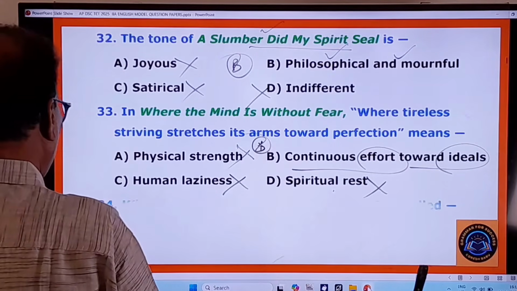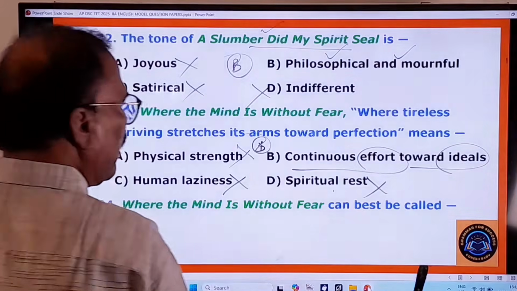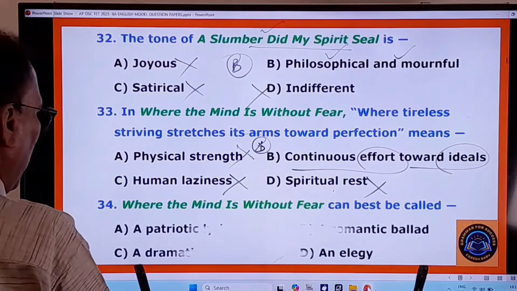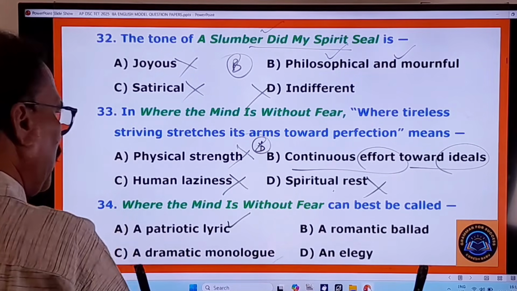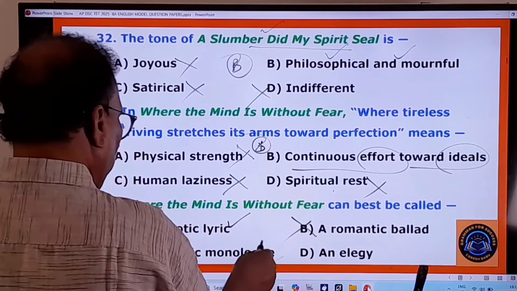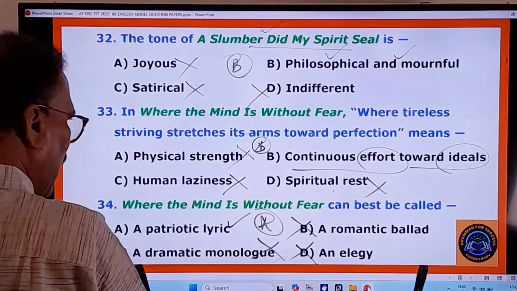And you move on to the 34th question. Where the Mind Is Without Fear can best be called what? A patriotic lyric, the very first one is the right one. A romantic ballad? No. A dramatic monologue? No. An elegy? No. So A is the right answer.